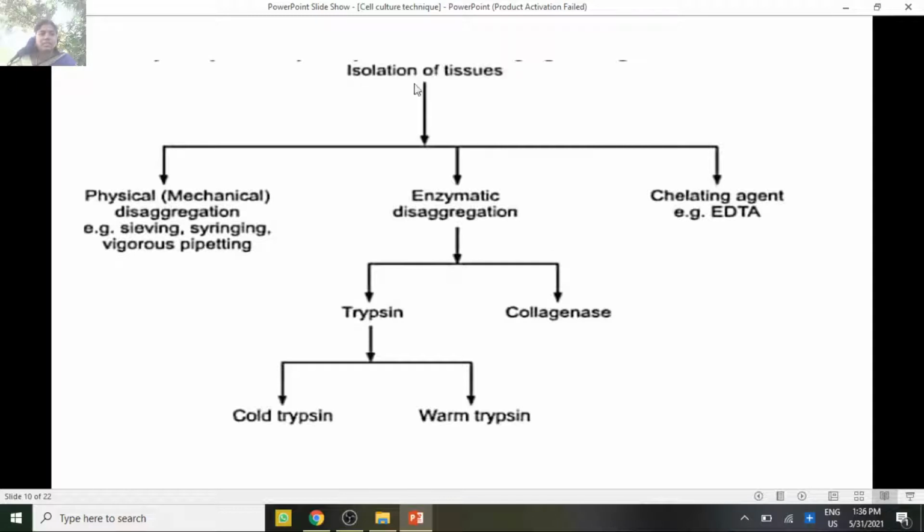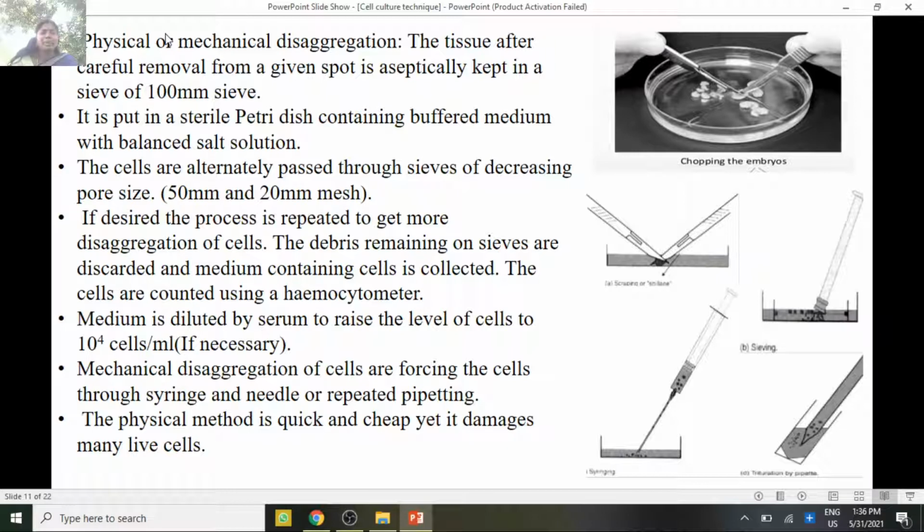Only the isolation of tissue, physical, enzymatic, and by using chelating agent, we can disaggregate the cells. We will study first one, the physical method. The physical or mechanical disaggregation: the tissue, after careful removal from the organism, is kept aseptically in a sieve of 100 mm.